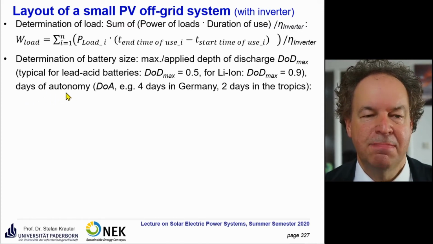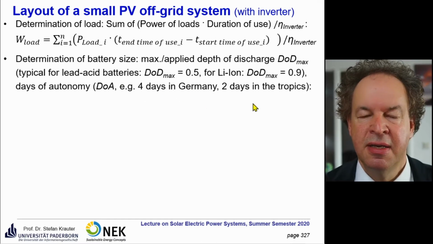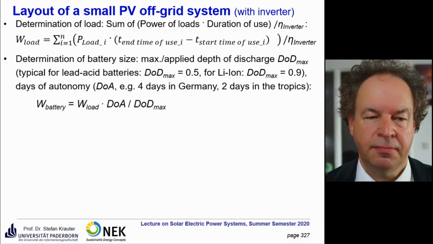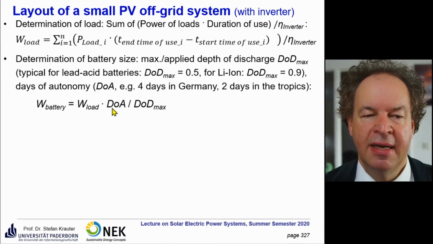irradiance? That never happens, but you take this as an equivalent, and in the tropics you take 2 days, while in Germany there could be long weather periods, little irradiance for a week or so, and that is equal to 4 days without irradiance. And for the tropics it's enough to take 2 days of autonomy. So we have here the energy to be stored in the battery. That's energy needed by the load multiplied by the days of autonomy, because you have to store for several days, and divided by the maximum depth of discharge.